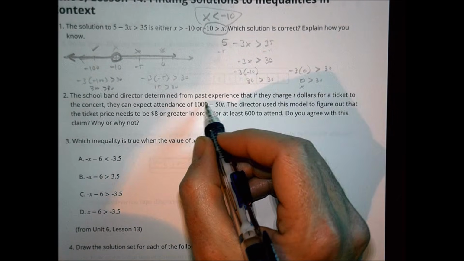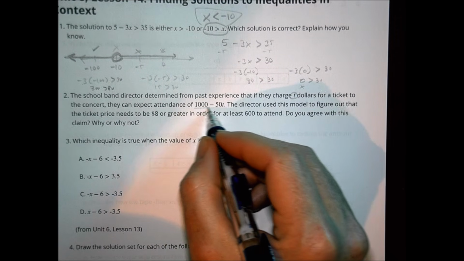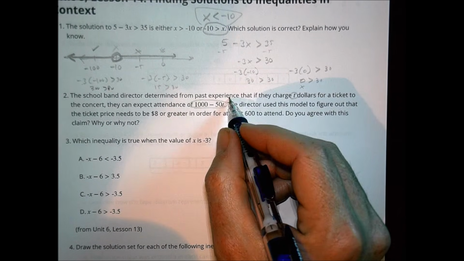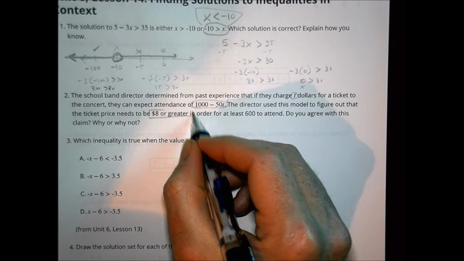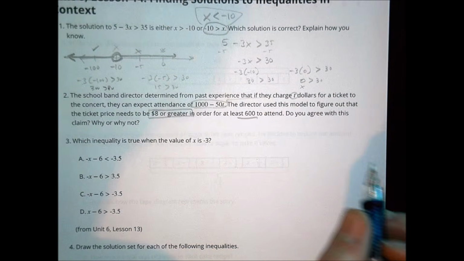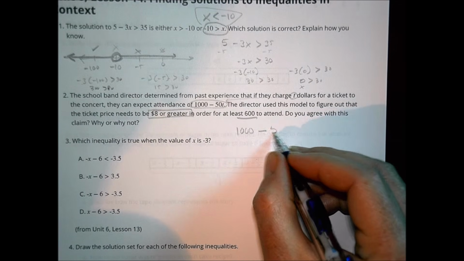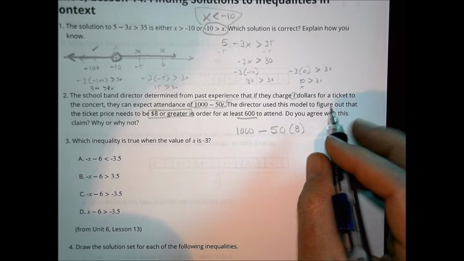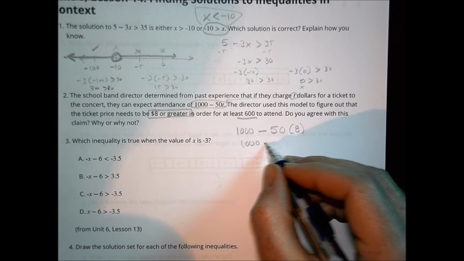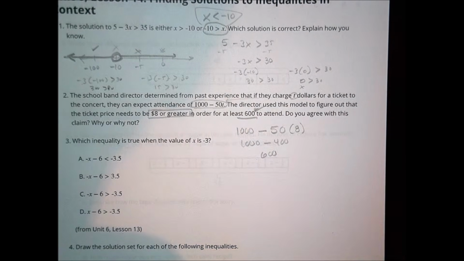Number 2, the school band director determined from past experience that if they charge $T for a ticket to a concert, they can expect attendance of 1,000 minus 50T. They use that model to figure out the ticket price needs to be $8 or greater in order for at least 600 to attend. Do you agree? Well, let's see what happens. If I did 1,000 minus 50 times T, which they said T was $8, I get 1,000 minus 400, which gets you 600 people. That works so far, right?